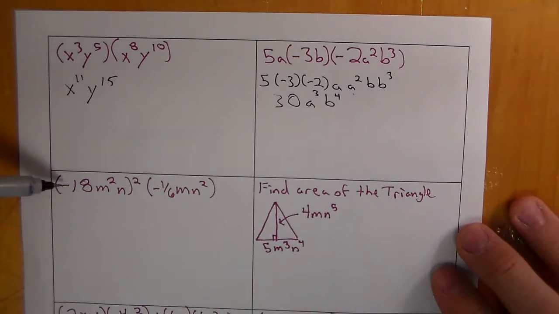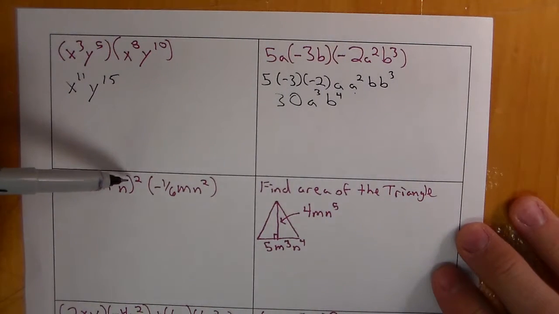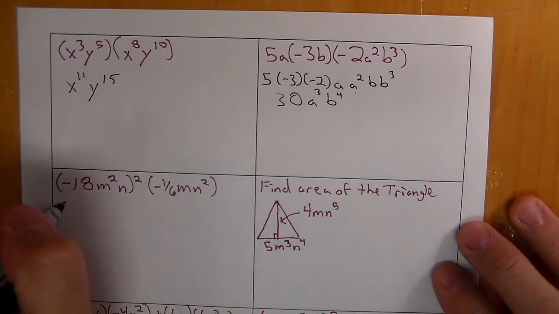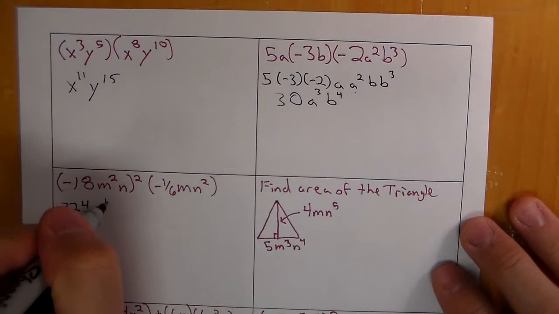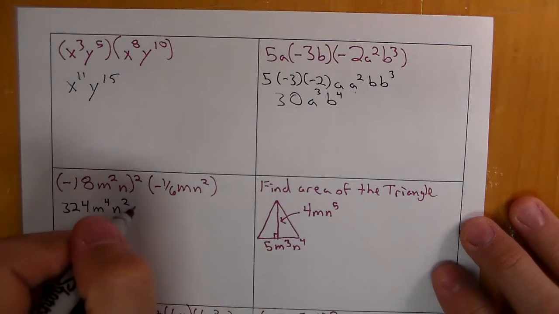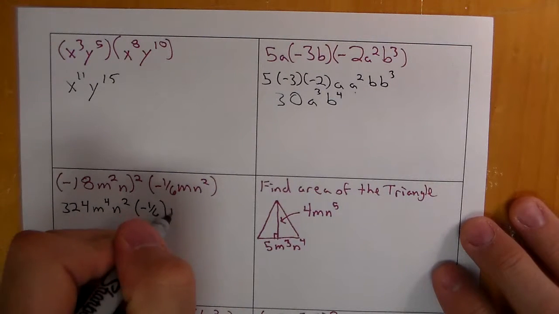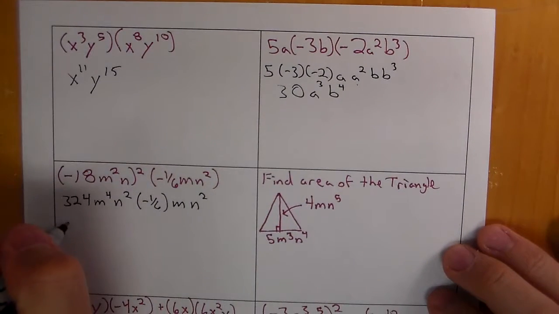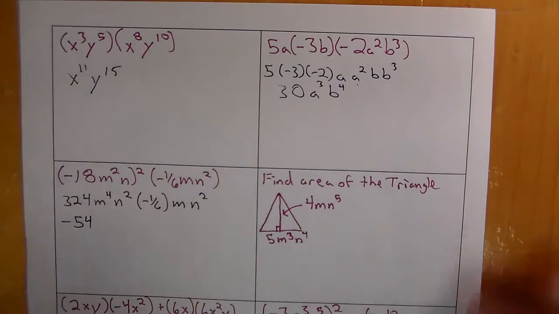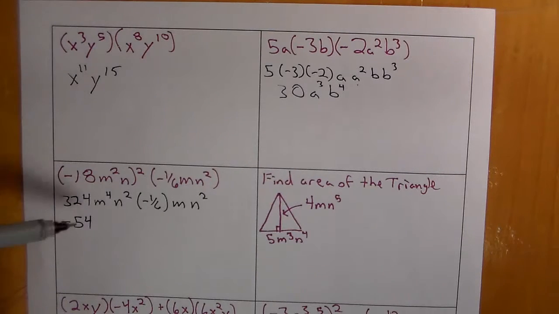For the next one, we have negative 18 inside the squared, so we need to multiply that by itself. That comes out to be 324, and that's a positive 324 because it's a negative times a negative. Then we have m to the 4th, n squared, negative 1/6, m n squared, and that's because none of those had an exponent on them. So I'm going to take 324, divide it by negative 1/6. That comes out to be negative 54. I'm sorry, I should say I'm going to divide by negative 6 or multiply it by negative 1/6. So that takes care of my coefficients.